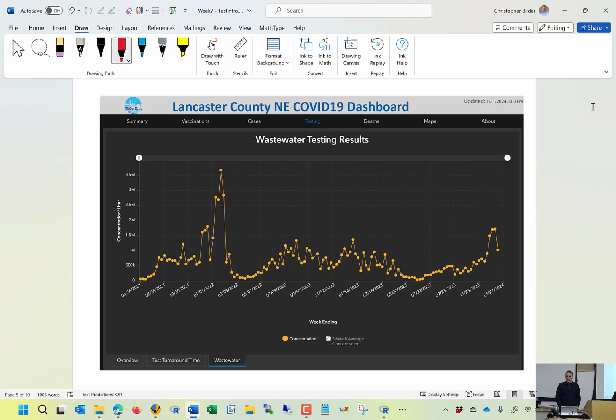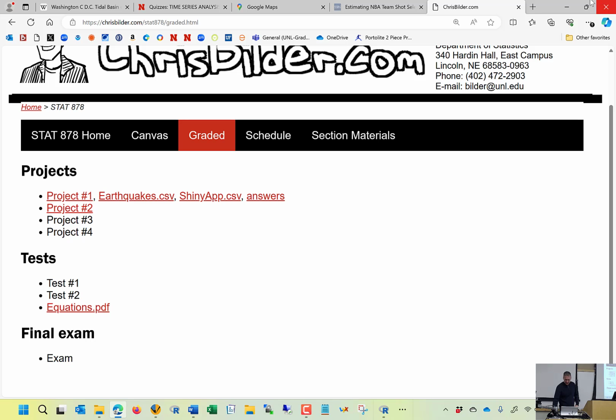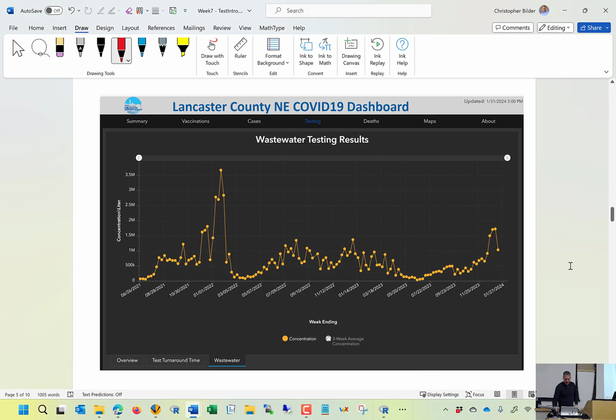This is for Lancaster County for the wastewater monitoring. So the x-axis is time, the y-axis is the amount of the virus that's in the wastewater. I suppose I closed that out. Yes, I did, unfortunately. So this went up to about the end of January right there.